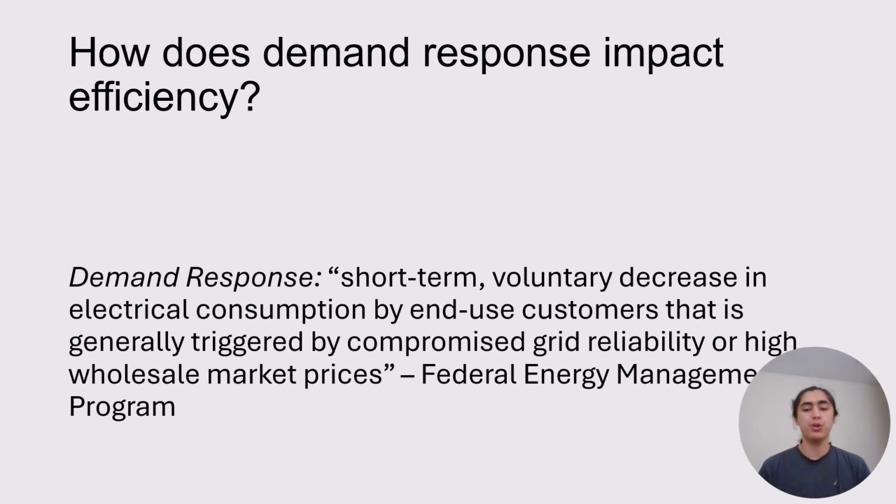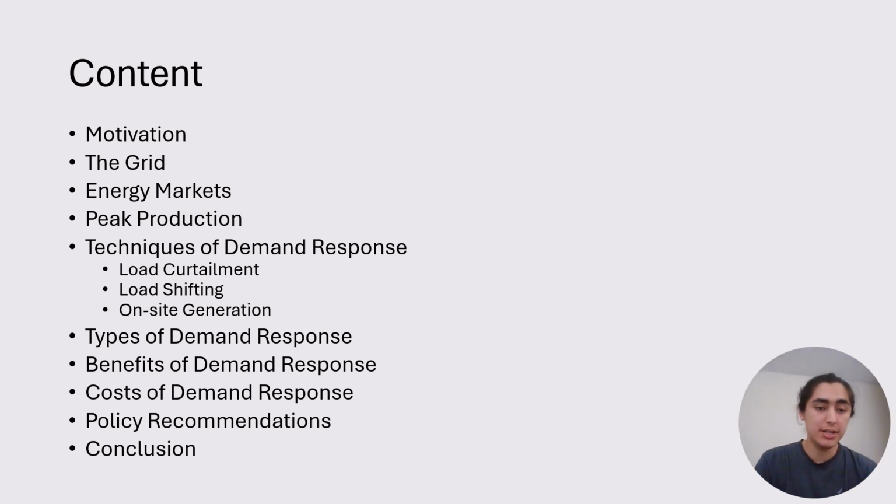Demand response is a short-term voluntary decrease in the electrical consumption by end users. This is generally triggered by compromised grid reliability or high wholesale market prices. And it's important to note that it can be either one. Demand response can be implemented in reaction to grid instability or to high prices. This is the content of the presentation that I'll be going over.